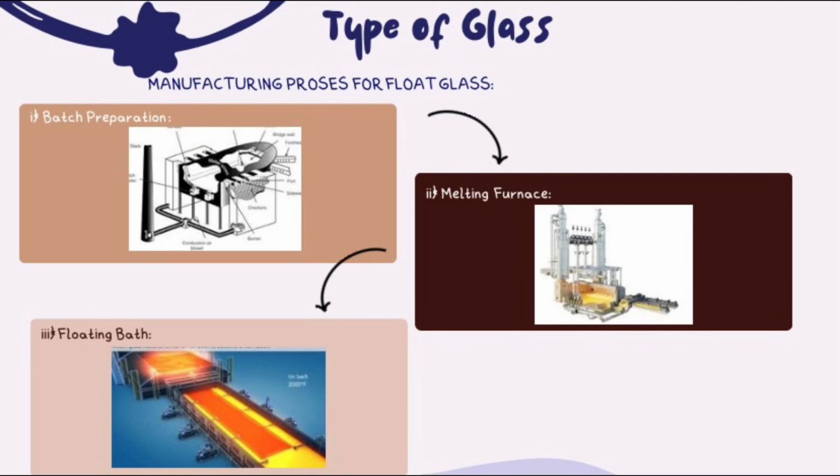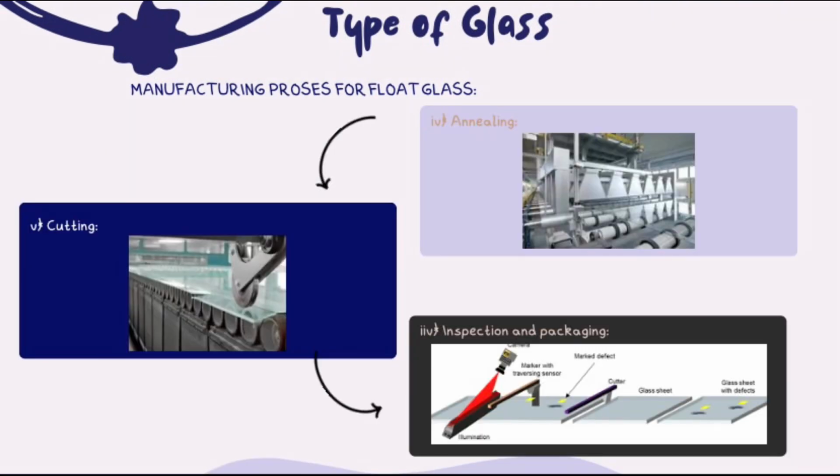Third, floating on molten tin. The molten glass is poured into a bed of molten tin. It floats and spreads evenly, forming a flat sheet with uniform thickness. Fourth, cooling or annealing. The glass is slowly cooled in a long oven to remove internal stress. This process is called annealing.